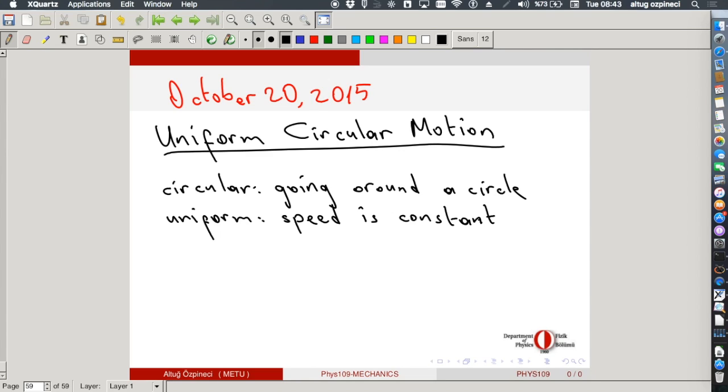So basically, for example, this motion is more or less uniform circular motion. This one is not. We will see why not. Because in this motion, although the motion is circular, the speed is not constant. So that's why this motion is not uniform circular motion, whereas this one, the horizontal motion, is uniform circular motion.